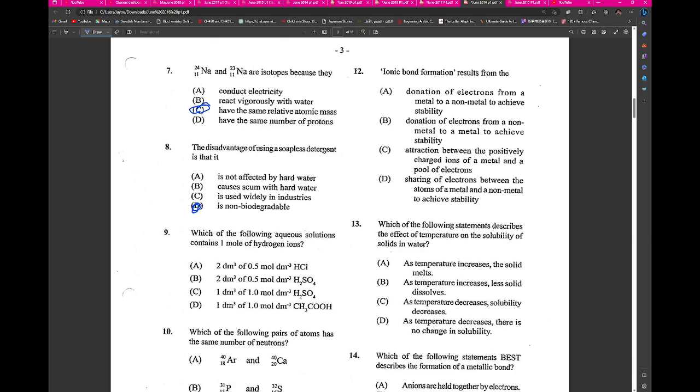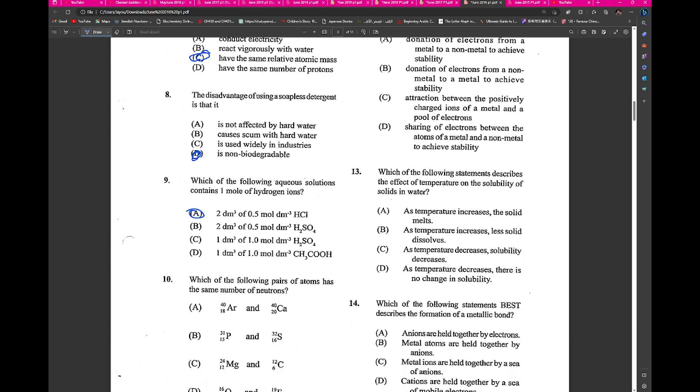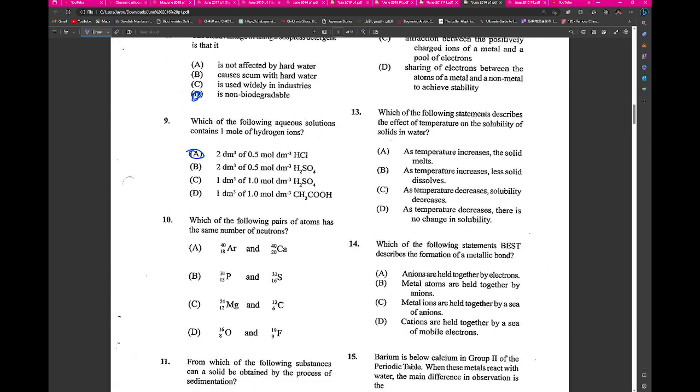Right, but would that be the answer? Because I'm thinking about all of them. Are they affected by hard water? They do not form scum with hard water. So I think it would be D. Which of the following solutions contain? We did this already. We're just gonna be circling the ones that we did already.